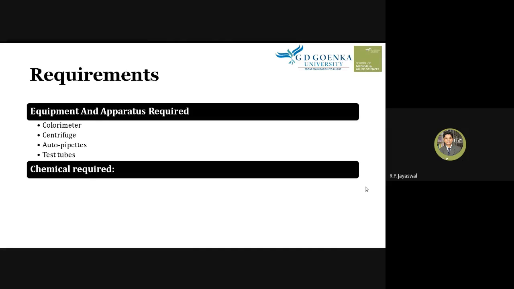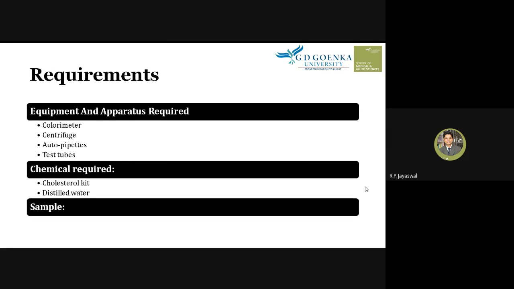Okay. Chemicals required for that test: we require a cholesterol kit, which is ready-made, and we require distilled water as well for the blank. What sample do we need?